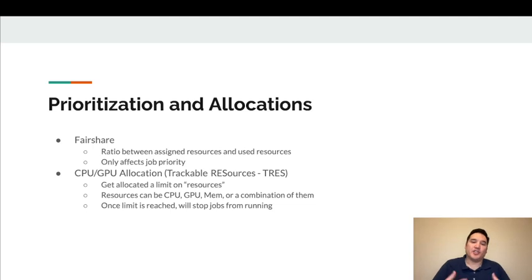And so each time you run a job, it will keep track of how many CPU hours, GPU hours, and memory hours or minutes that you've used, and once you've hit your limit, you're no longer allowed to run jobs. And both of these are ways to try to fairly allocate resources.